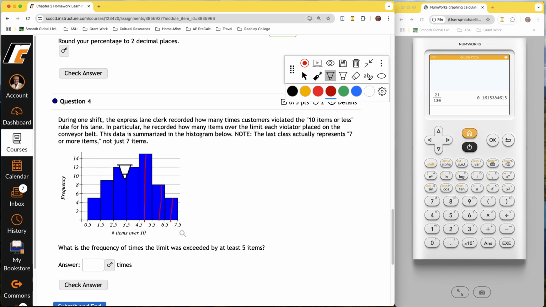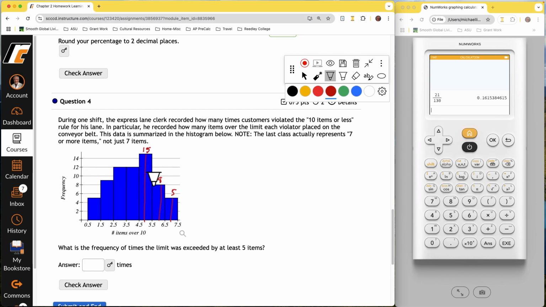Okay, so we could add all these up. It looks like these are, there's 2, so halfway would be 1. So this looks like 15 people had 5 items. This one is 8 people, and this one is 5. Let's see. They don't tell us how many total there are, so we actually have to go figure this out.